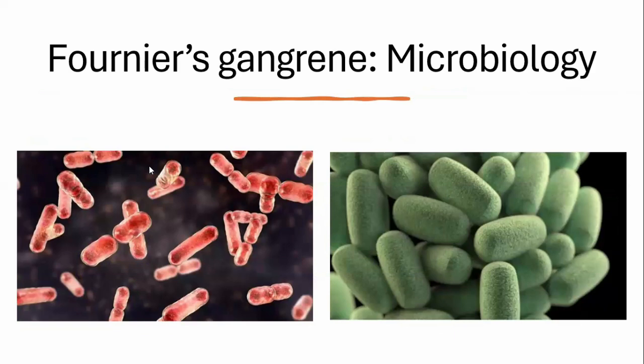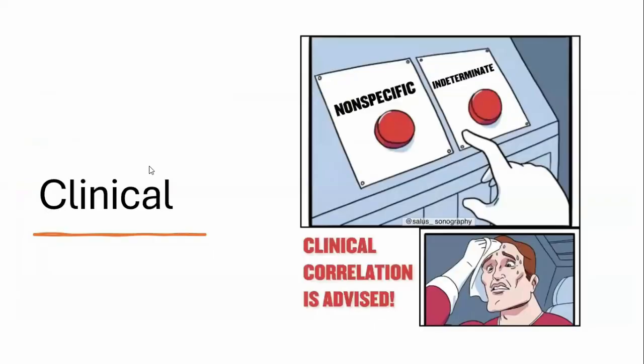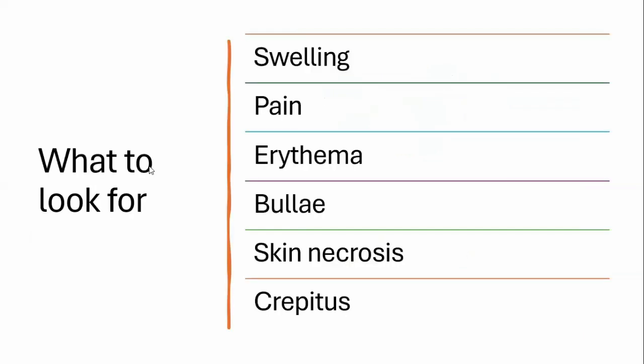Okay, so how do we diagnose Fournier's? This is a clinical diagnosis. There's no need for imaging. It's a clinical diagnosis. And what do we look for? Swelling, pain, and erythema. Those are the three main complaints and the most common things that people will complain about in the setting of Fournier's gangrene.